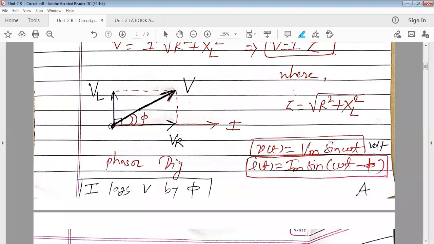So the law of parallelogram you can apply. This is the VR phasor. Draw a parallel phasor to it and of equal length. These two are parallel to each other and of equal length. Similarly do for VL. This one is VL. Draw a parallel phasor to it and of equal length. These two are equal and parallel to each other.